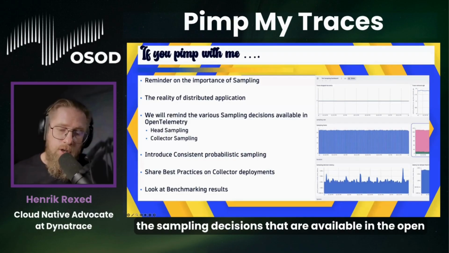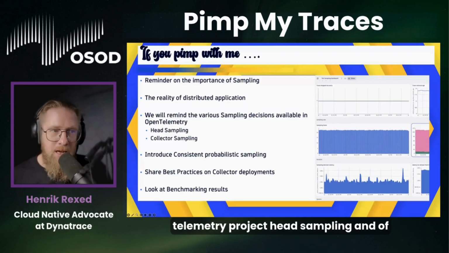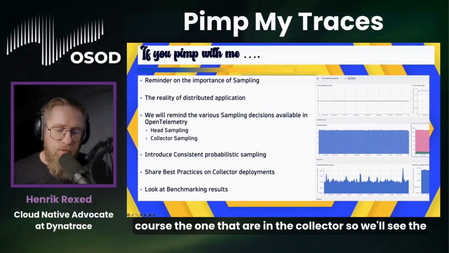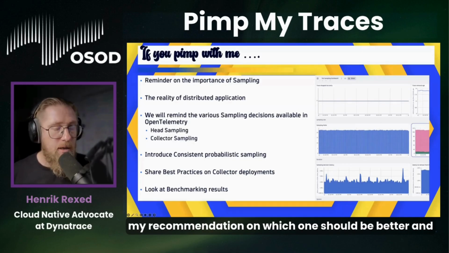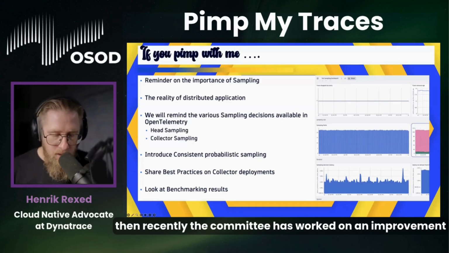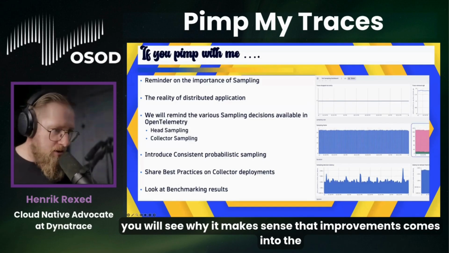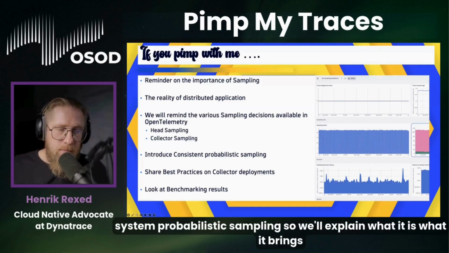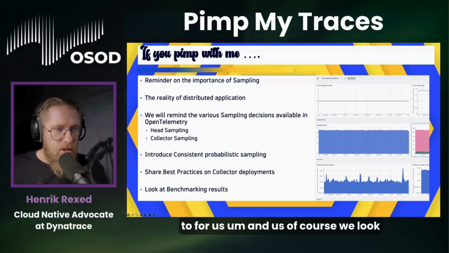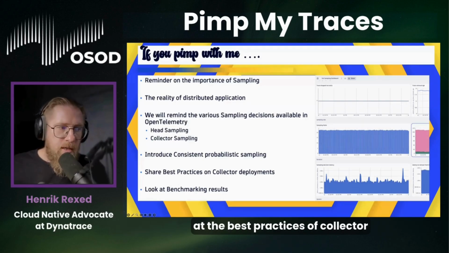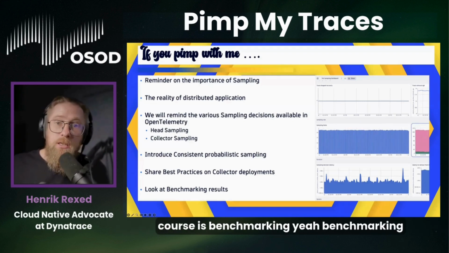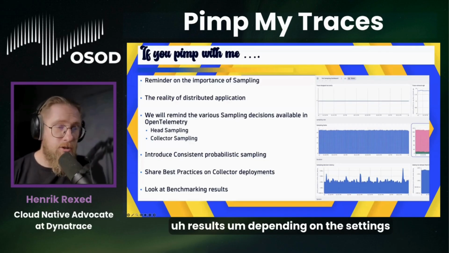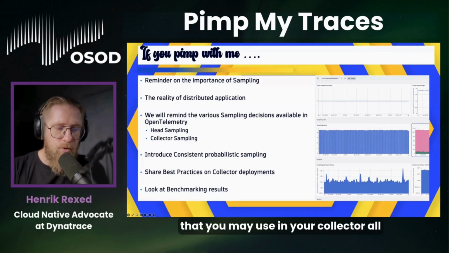And then, of course, we'll cover the sampling decisions that are available in the OpenTelemetry project: head sampling, and of course, the ones that are in the collector. So we'll see the distinction, and I will, of course, give my recommendation on which one should be better. And then recently, the community has worked on an improvement. You will see why it makes sense that improvements come into the game. It's called consistent probabilistic sampling, so we'll explain what it is and what it brings for us. And last, of course, we'll look at best practices in terms of collector deployments when you have to deal with sampling, and benchmarking results depending on the settings that you may use in your collector.